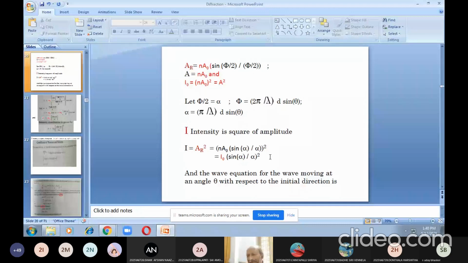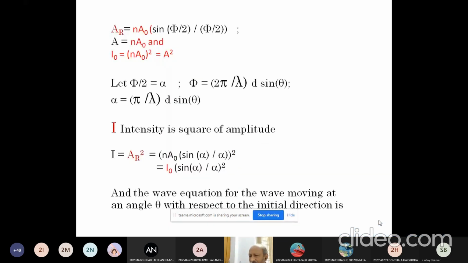Good. Now, is alpha a variable or a constant? Look at this screen and tell me. Constant. Alpha is a constant. Why? Pi is constant, lambda is constant, d is constant, and theta. If theta is a constant, alpha is a constant. If theta is a variable, alpha is a variable.